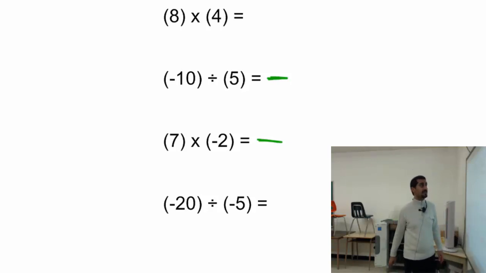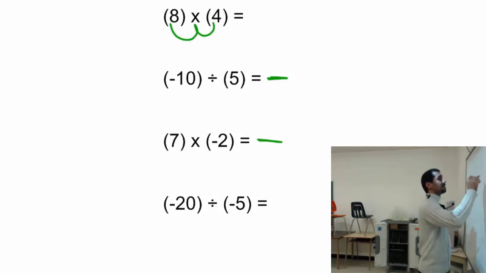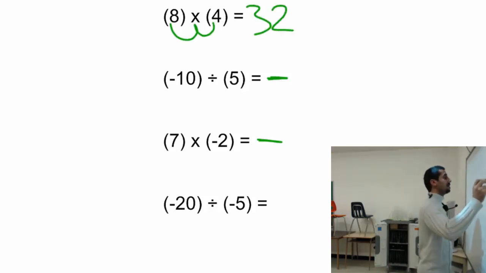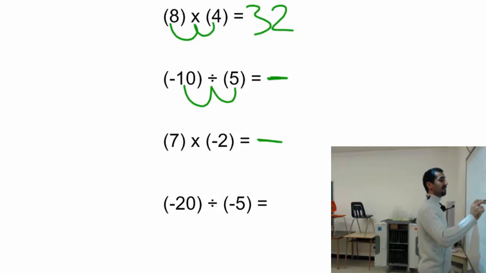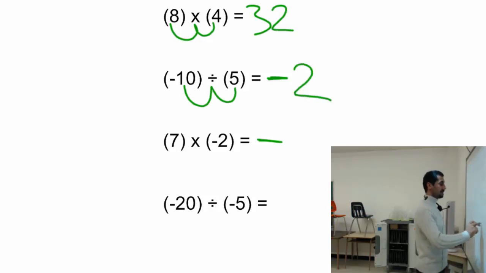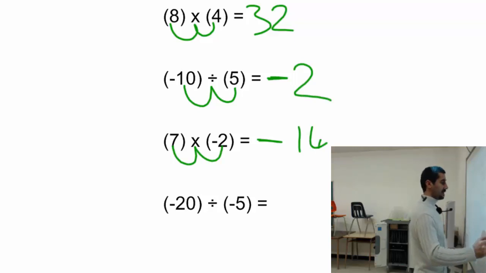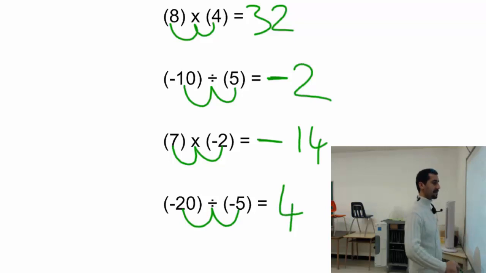How about the numbers? 8 times 4, 32. 10 divided by 5, 2. 7 times 2, 14. 20 divided by 5, 4. Next.